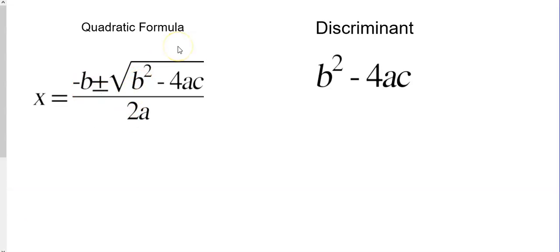So your quadratic formula is what you can always use to solve your quadratics. Remember that your discriminant, which is a part of your quadratic formula, if that is greater than 0, two real solutions. If that is equal to 0, one real solution. And if it's less than 0, it's two imaginary.